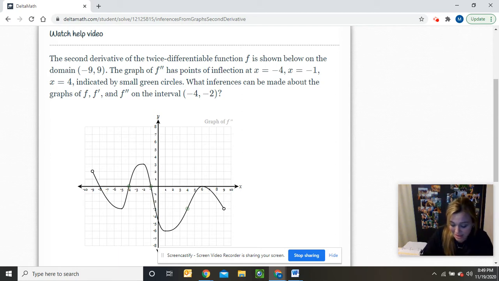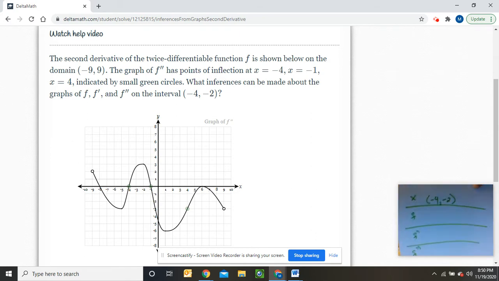Okay, so I'm going to make a table just so I can get an idea of what's going on. And you don't have to do this. It's just sorting out your thoughts right now. And I'm going to say x is on the interval from -4 to -2. So this is what I did. If you want to do this first and then try to see what you know.